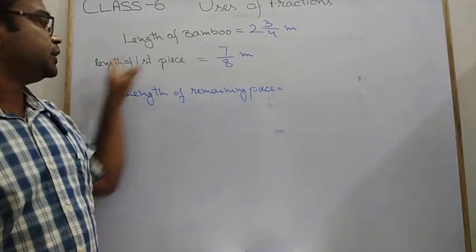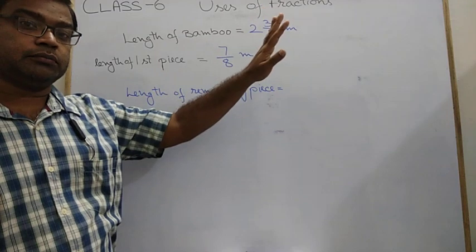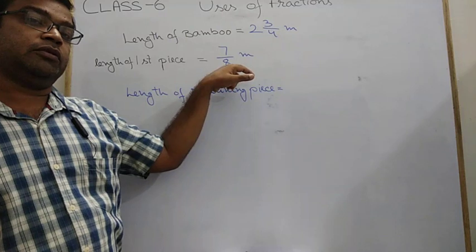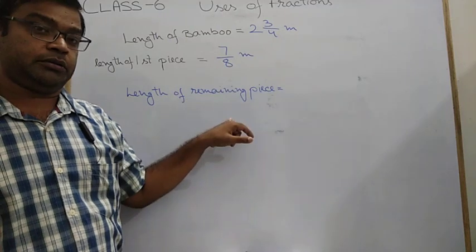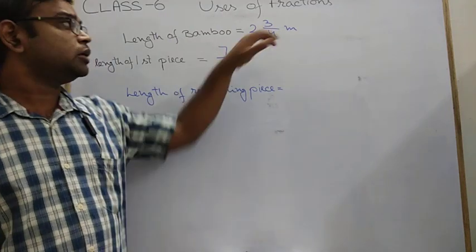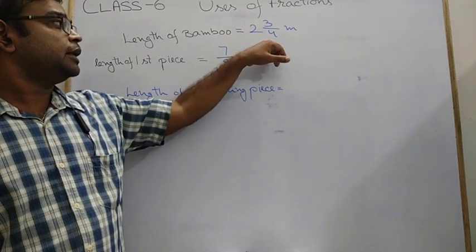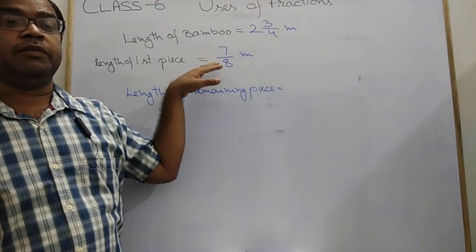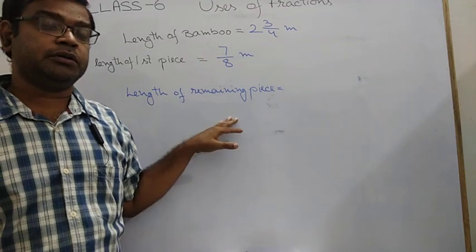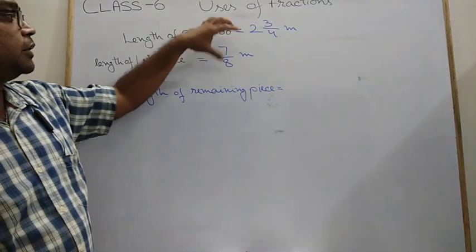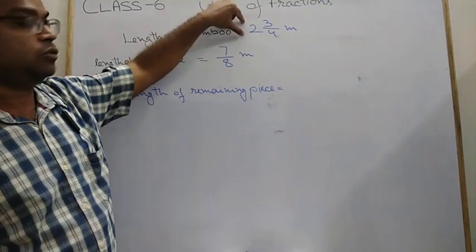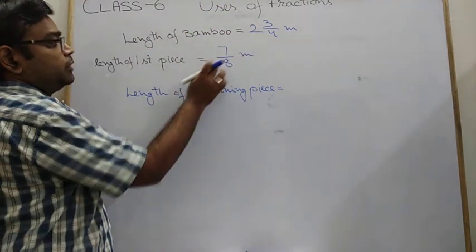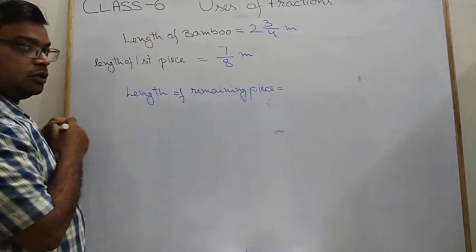Then it is divided into some parts, maybe 2, maybe 3, and the length of one part is given. The question asks you to find the length of the remaining part. It may also be that the total length is divided into 2 or more parts, all the parts are given except one, and the question asks for the remaining part. So in this case you have to subtract the given parts from the total, then you have the answer. So the length of the remaining part: we subtract the given part from the total.